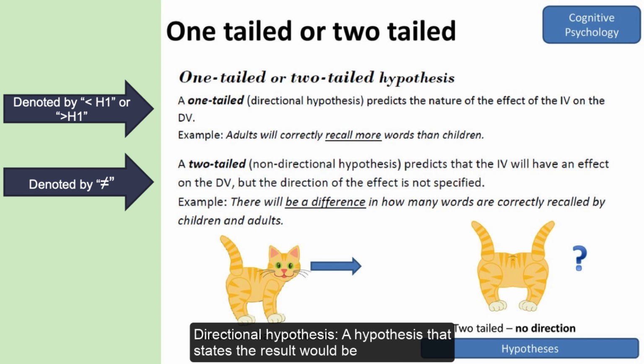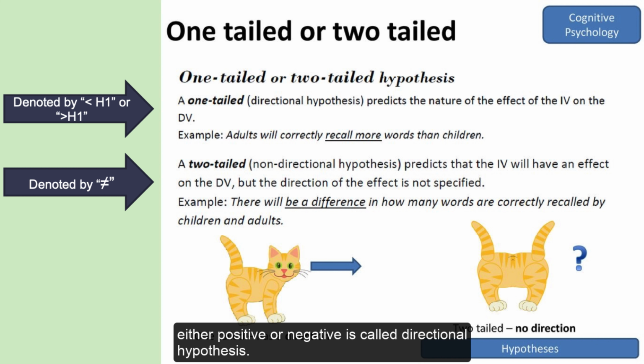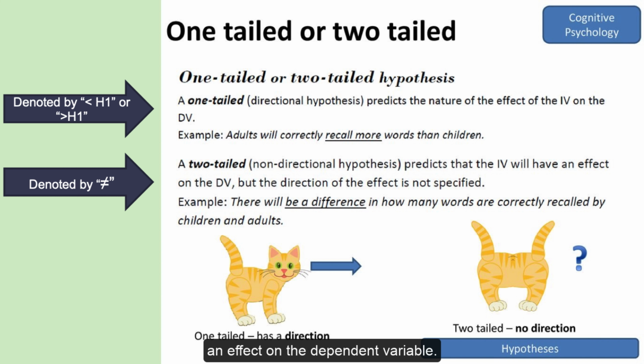Directional hypothesis. This is a hypothesis that states the result would either be positive or negative. That's called directional hypothesis. It accompanies H1 with either the less than or more than sign. Non-directional hypothesis only claims an effect on the dependent variable. It does not clarify whether the result would be positive or negative.